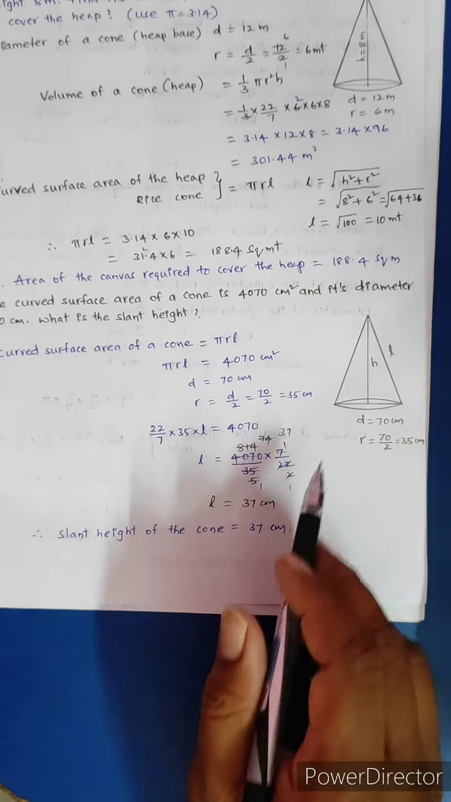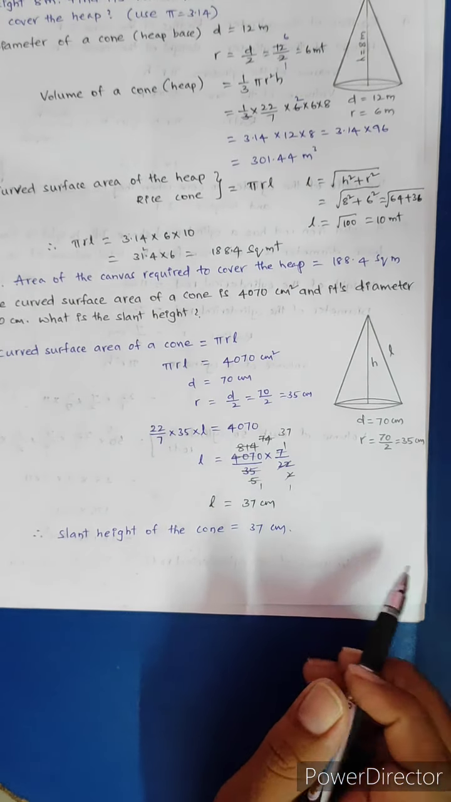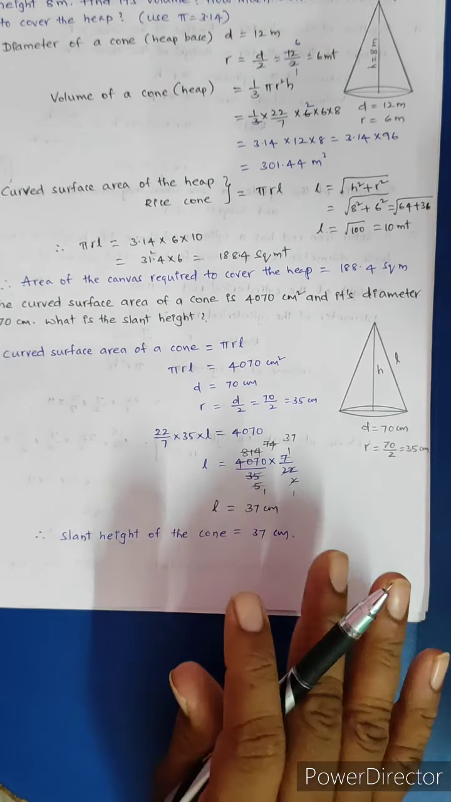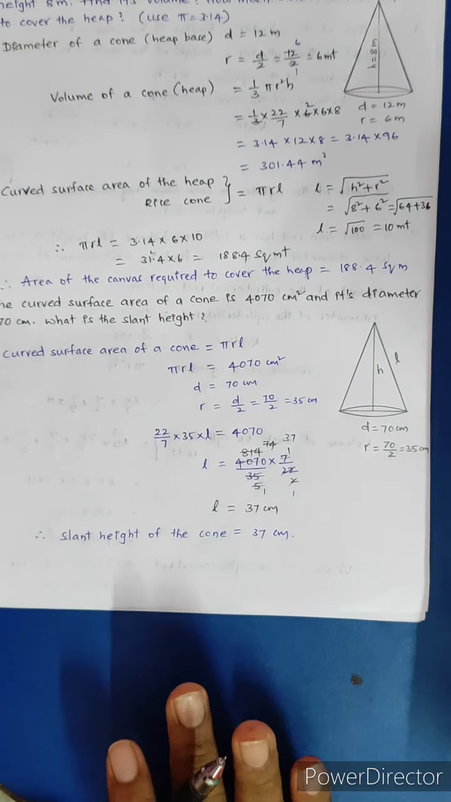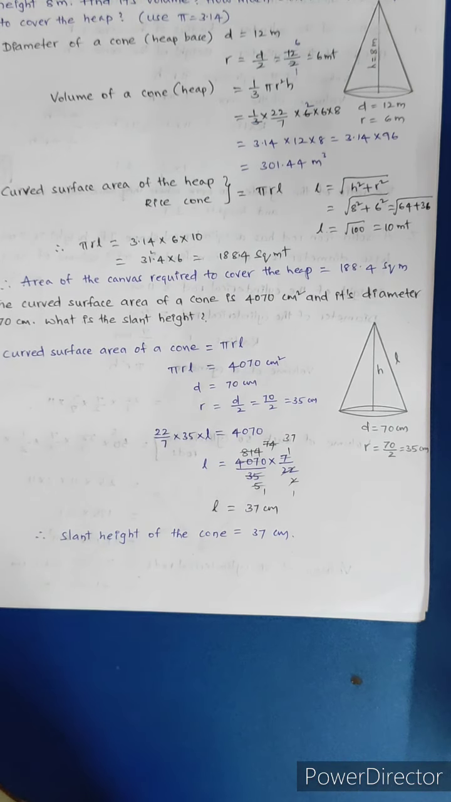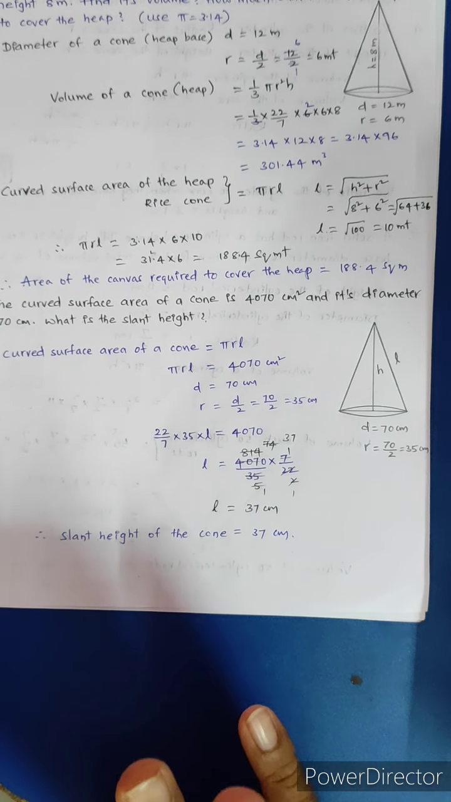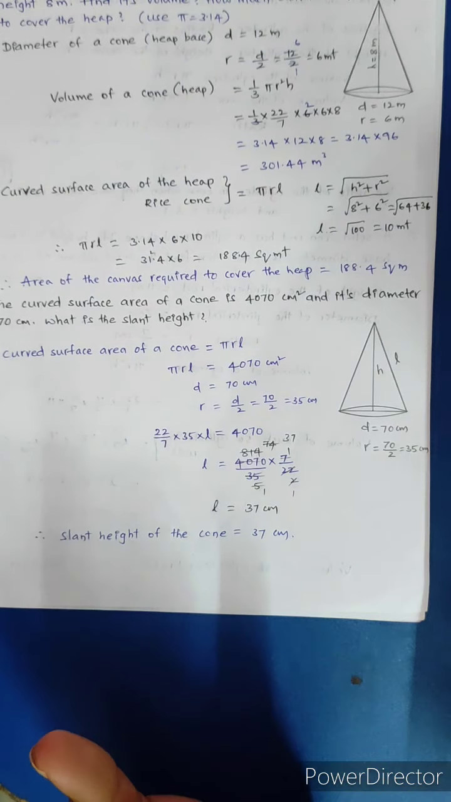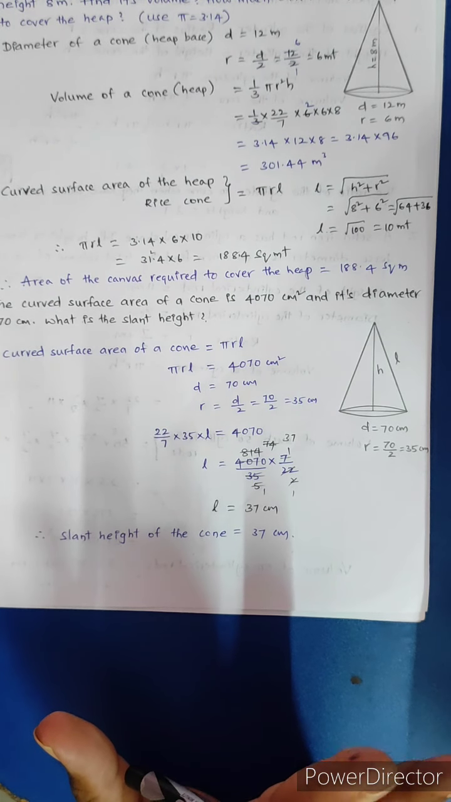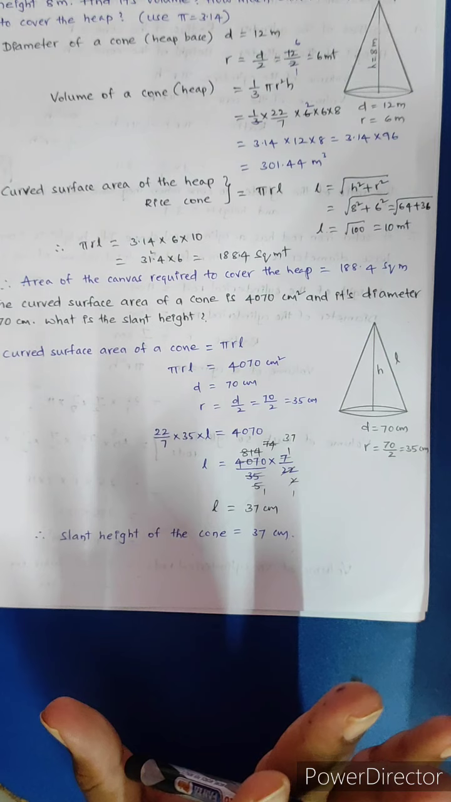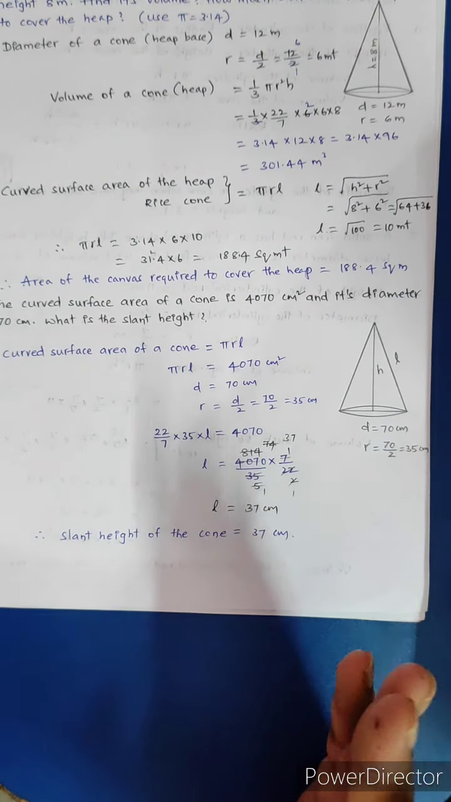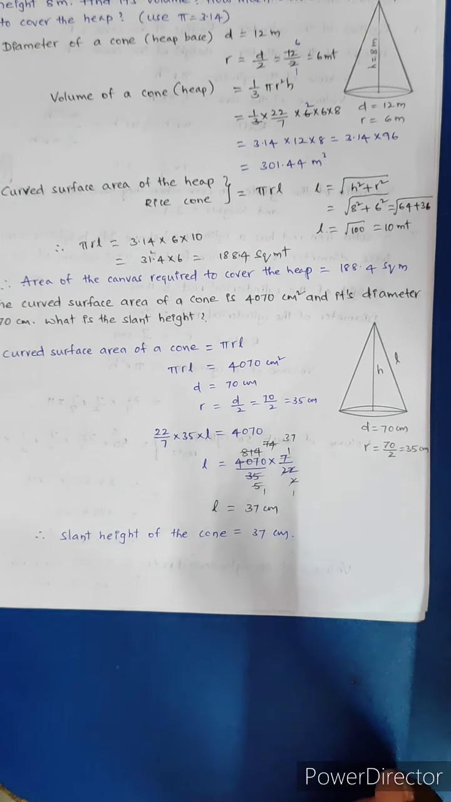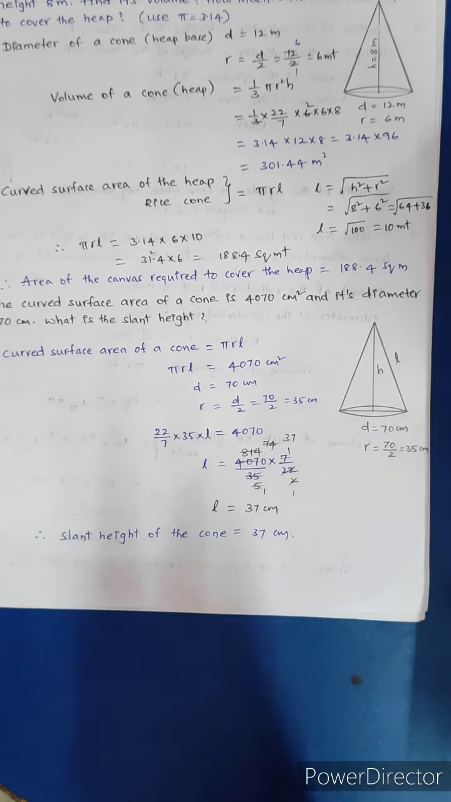Slant height of the cone is 37 centimeters. So now we did 9 problems in exercise 10.1. All problems are based on cone and cylinder, so you should recall their formulas. What is the lateral surface area of a cylinder? 2 pi r h. Total surface area of a cylinder is 2 pi r of r plus h. Volume of a cylinder is pi r square h.